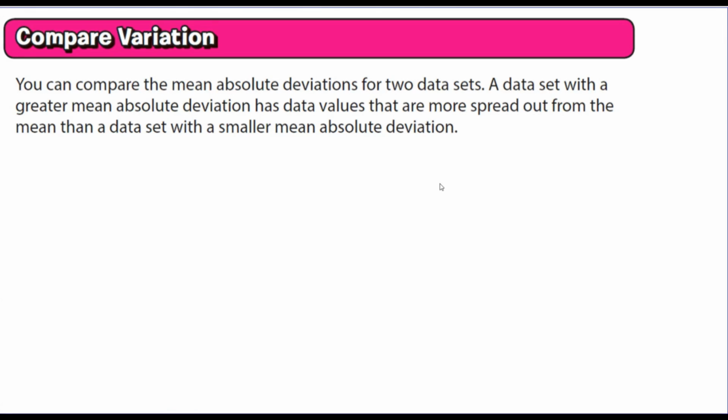A data set with a greater mean absolute deviation has data values that are more spread out from the mean than a data set with smaller mean absolute deviation. So just to repeat what I said in the last slide, a larger MAD says that your data set is less consistent or more spread out. A smaller MAD means that you have a consistent set of data.